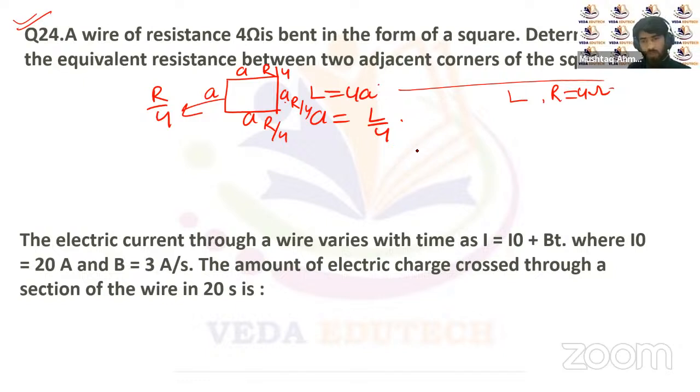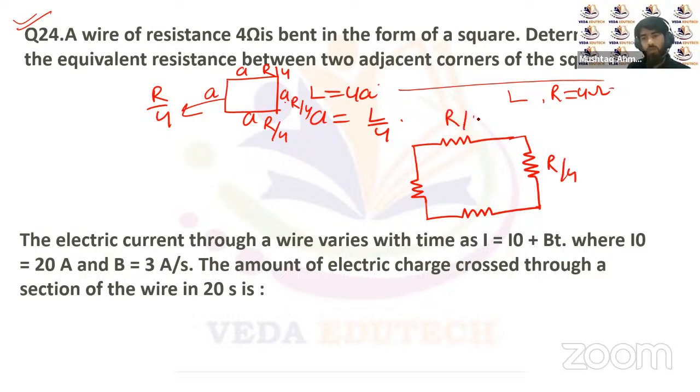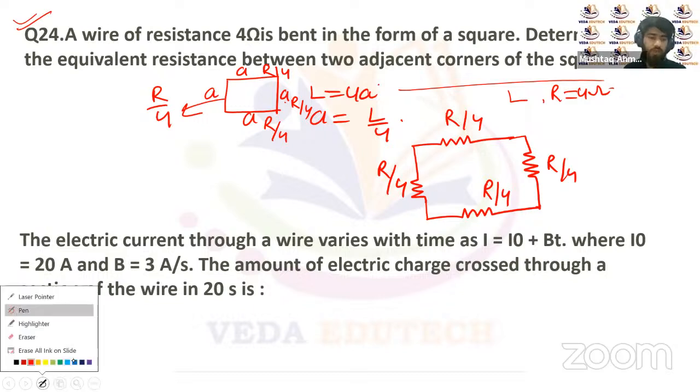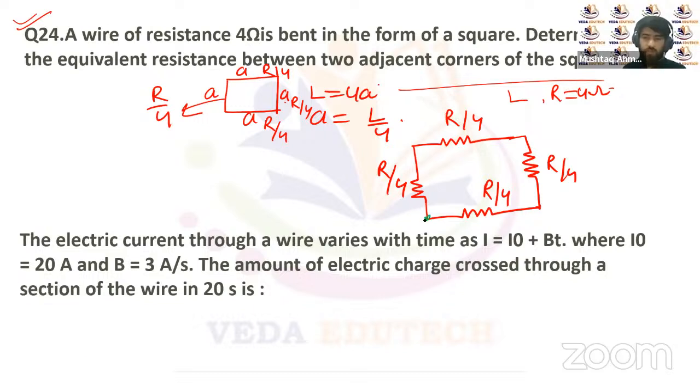Or we can say that we can redraw this circuit like this. These are four resistors: R by 4, R by 4, R by 4, and R by 4, right? And we have to calculate the equivalent resistance across adjacent corners. So let's suppose this is point A, this is point B. Across these points, we have to calculate the equivalent resistance.